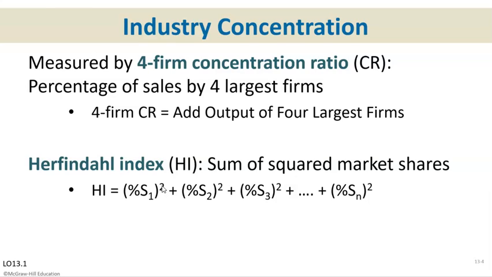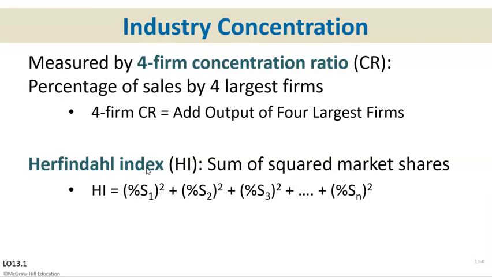So if we had a monopoly and we only had one firm with 100% of the market, we would take the 100%, we would square it, we would get a Herfindahl index for a monopoly of 10,000. And that's the highest possible number that we can get.